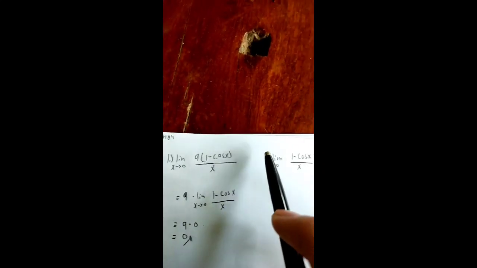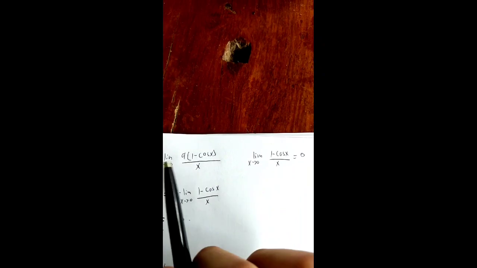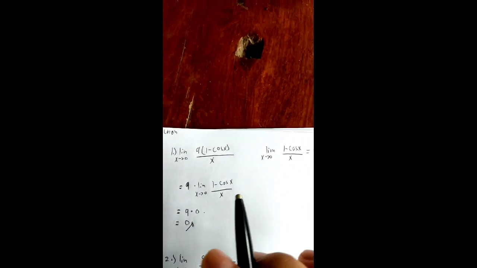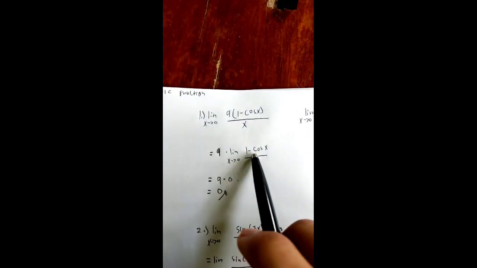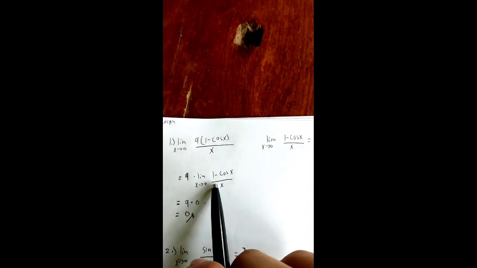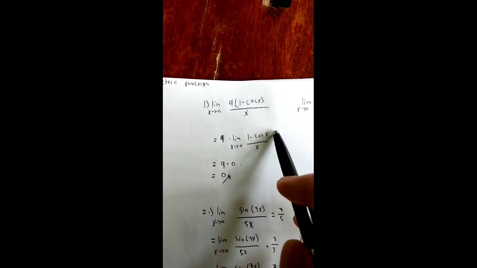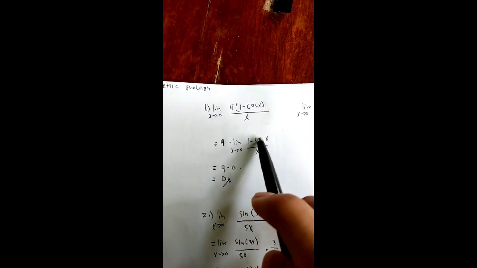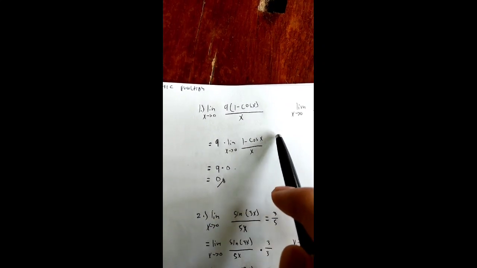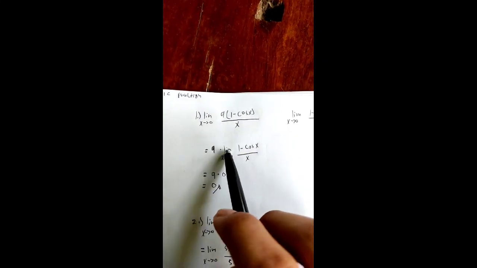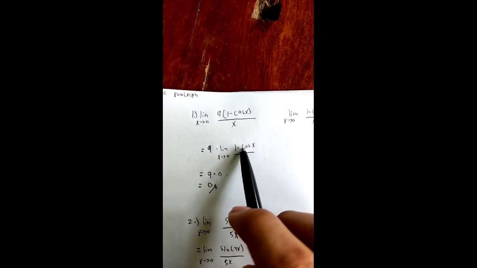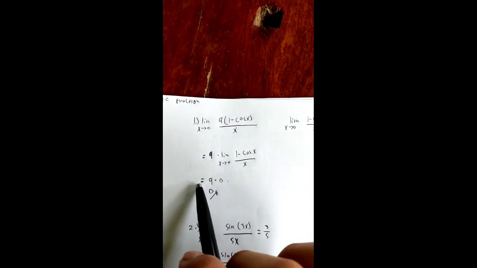So how do we solve this? Because we have a 9. What we are going to do is separate 9 from all of the terms given. So that will be 9 times the limit of 1 minus cosine x all over x as x approaches 0. As we know, this part, the limit of 1 minus cosine x all over x as x approaches 0, is automatically equal to 0. So we put this as a 0 and just copy our 9. So that will be equal to 9 times 0, which is equal to 0.